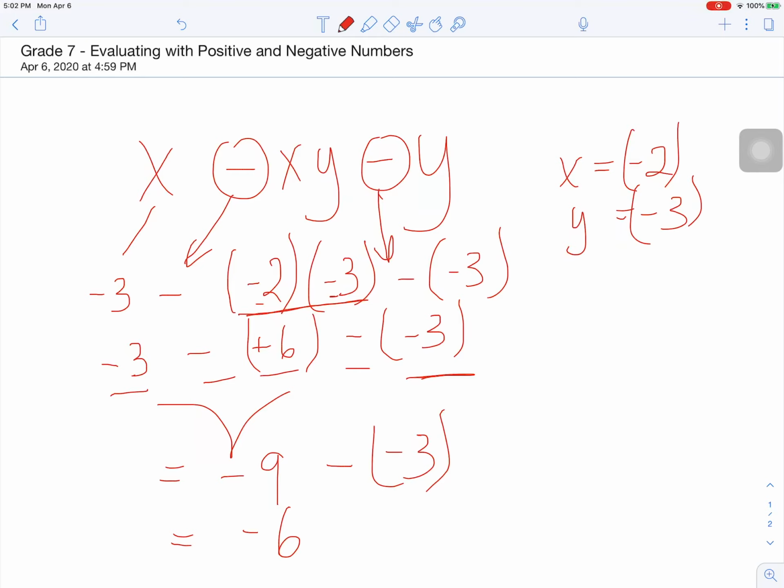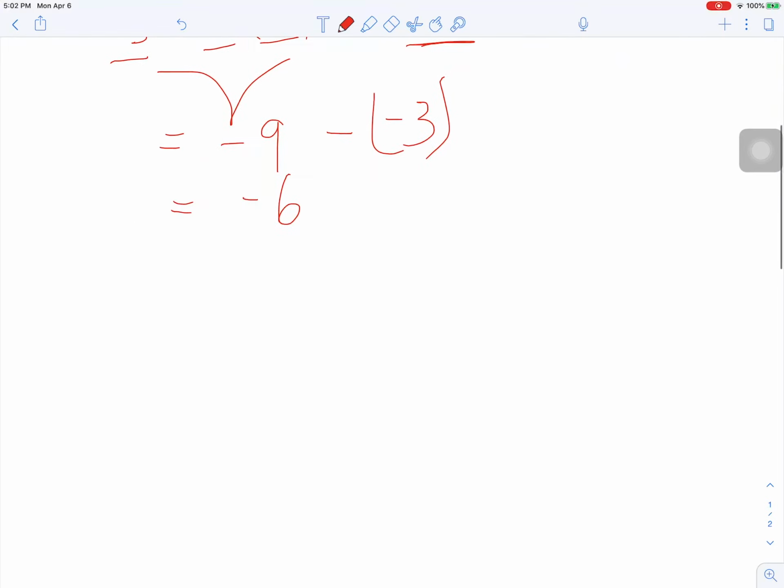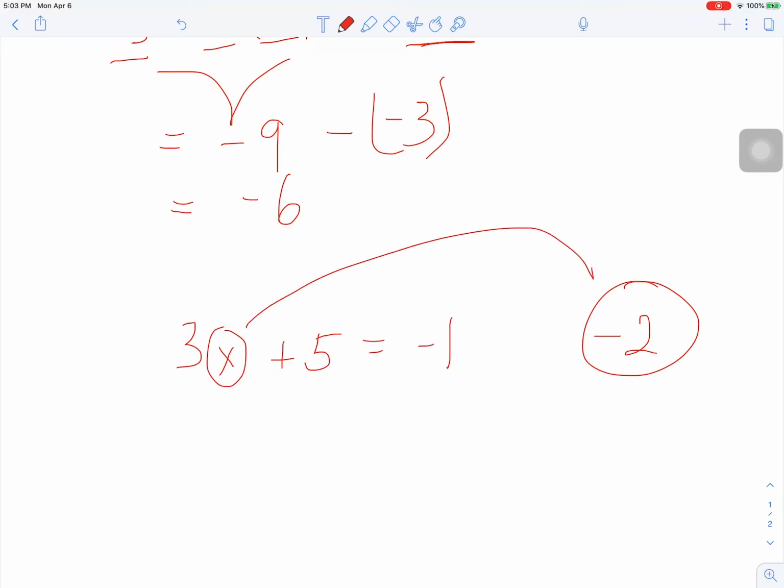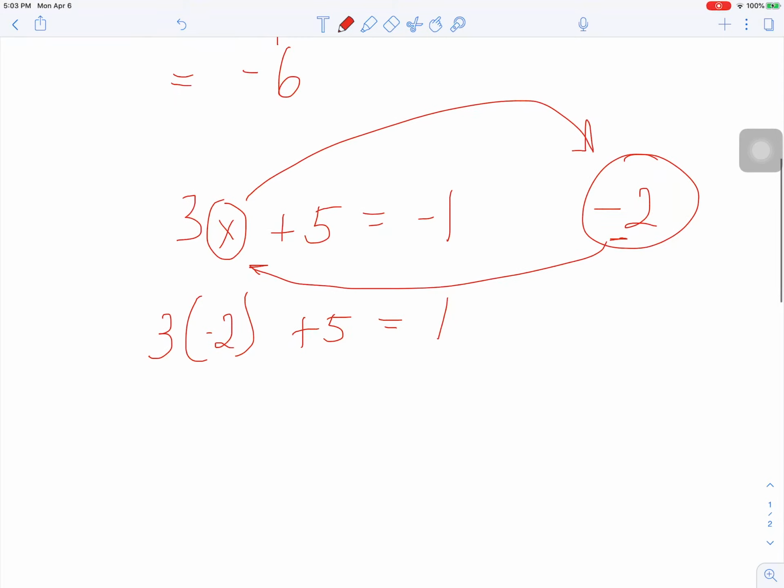If you're following along, example 2, it says, Nikki says the solution of the equation 3x plus 5 equals negative 1. She's saying that a solution is negative 2. So really what she's saying is x is negative 2 there. How can we make that work? Well, we'll substitute. Let's put the negative 2 in place of the x. So we have 3 times negative 2 plus 5 equals negative 1. Does that work? Yes.